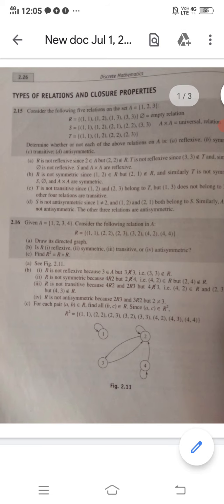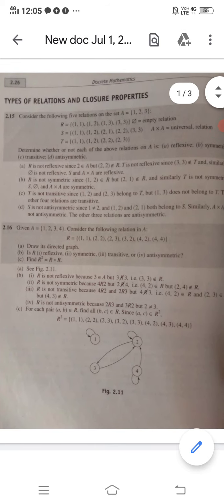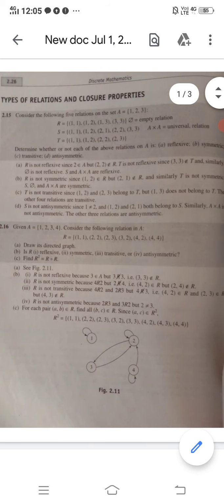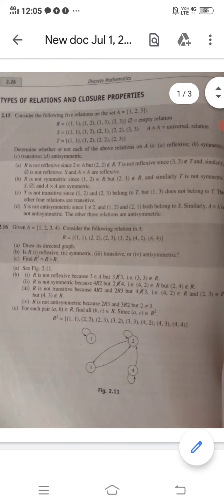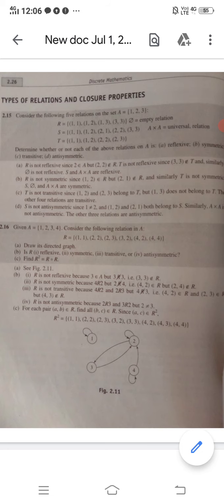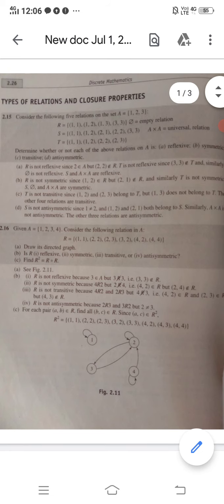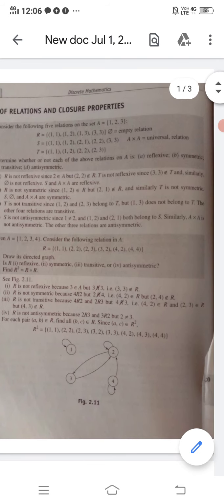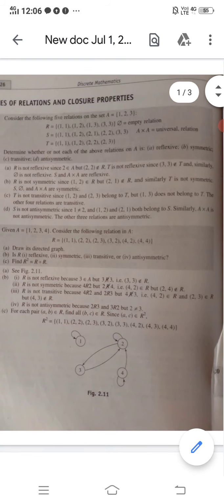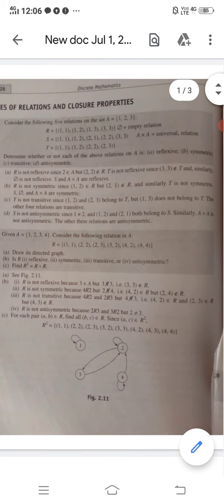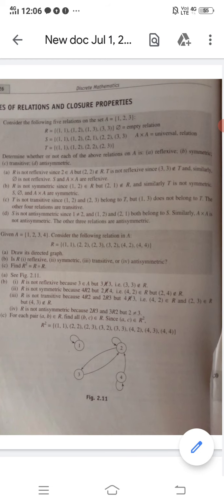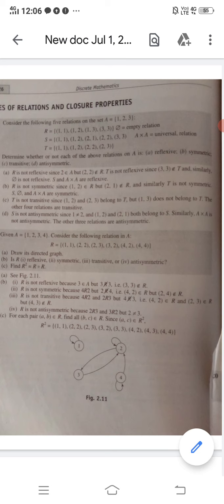Point A, R is not reflexive, T is not reflexive. So which are reflexive relations according to answers? S, as I told, S and universal relations are reflexive relations. Okay, which are symmetric according to answer? S, empty and universal are symmetric relations. I was right. Now which are transitive relations? Only T is not transitive, R is transitive, condition नहीं है, empty भी होगा, universal होगा.